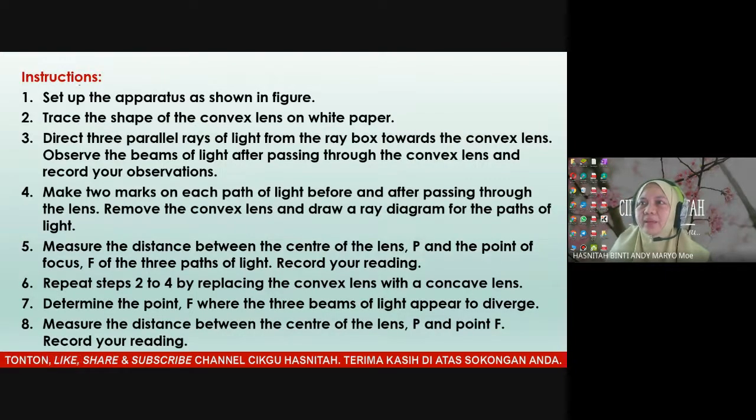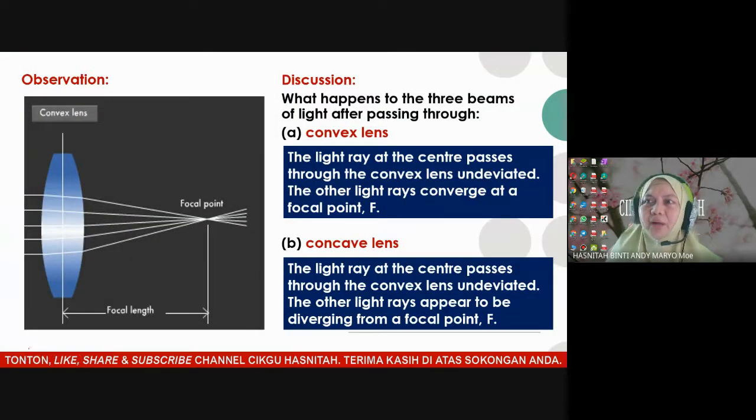Then this is how we conduct it. We set up the apparatus and then we trace the shape of the convex lens on the white paper. We direct the 3 parallel lights from the ray box towards the convex lens, and then we can observe the beam of light after passing through the lens. We can make 2 marks on each ray of light before and after passing through the lens. After that, we remove the convex lens and draw the ray diagram. So class, when we draw the ray diagram, this is what you are going to get.